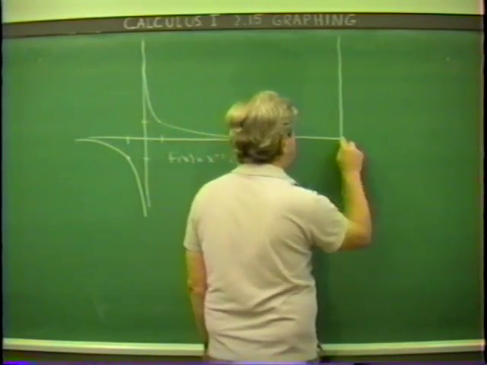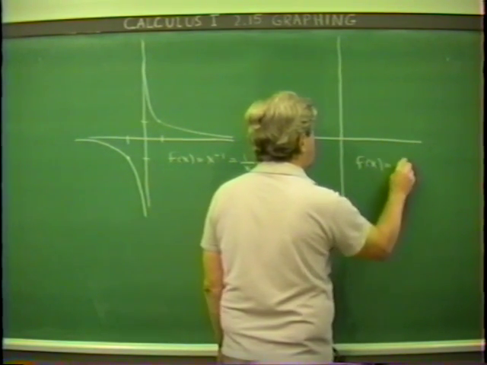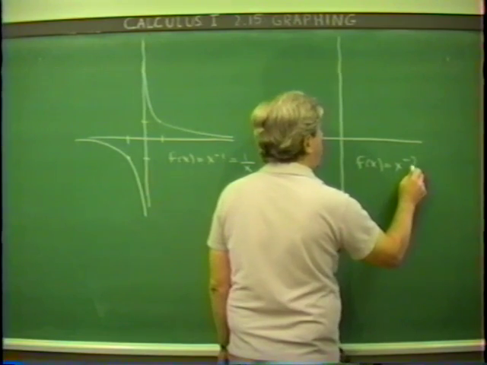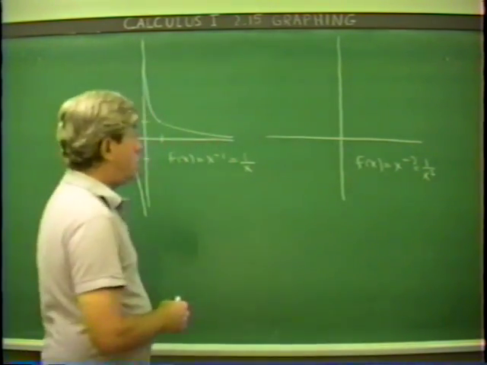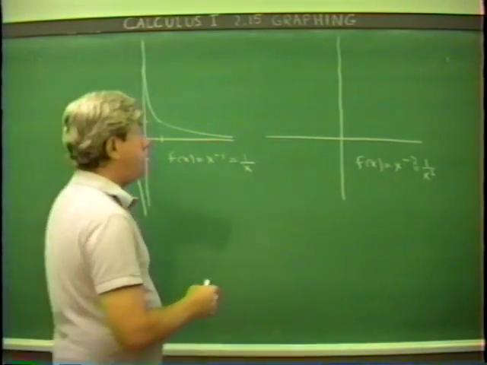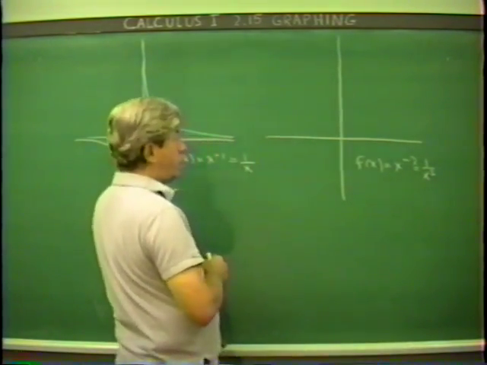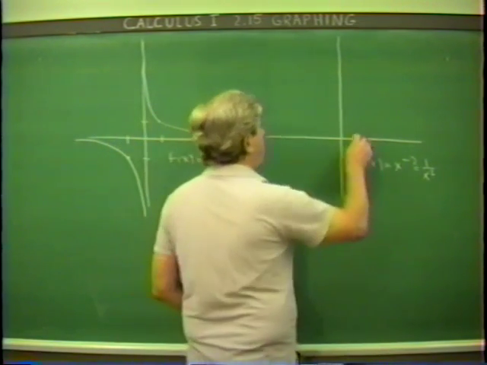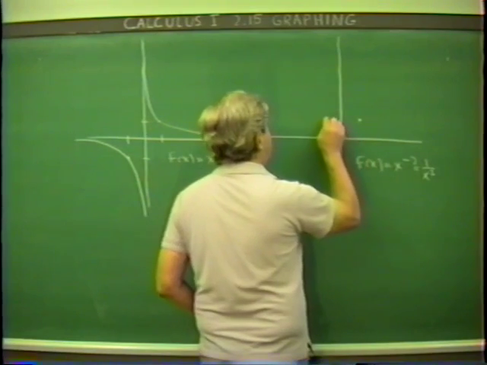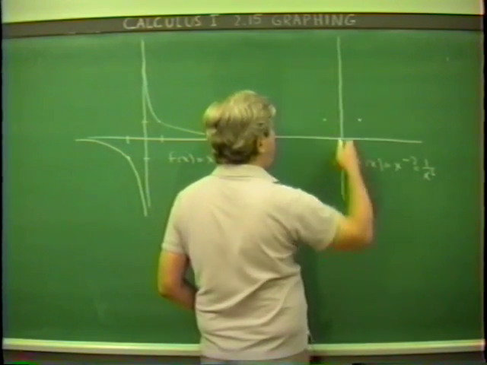X to the minus 2. This is to say 1 over x squared. This function is always positive because the denominator is always going to be squared. And it's not defined at 0. And at 1, it's 1. And at minus 1, it's 1. And the function is symmetric about the y-axis.